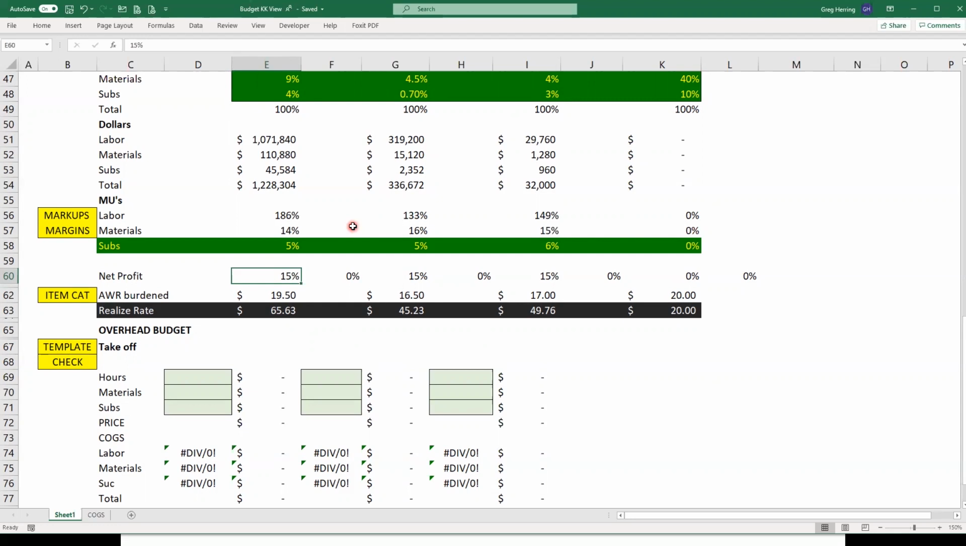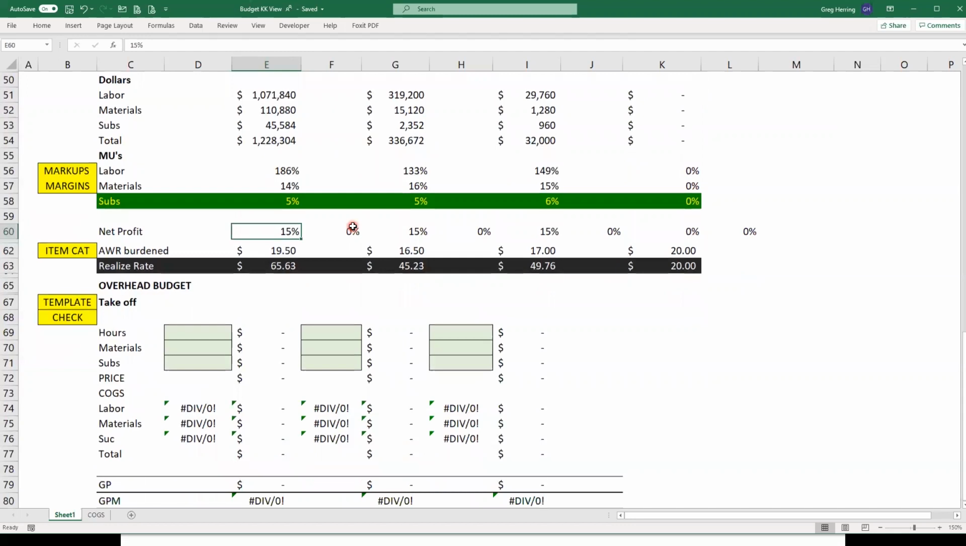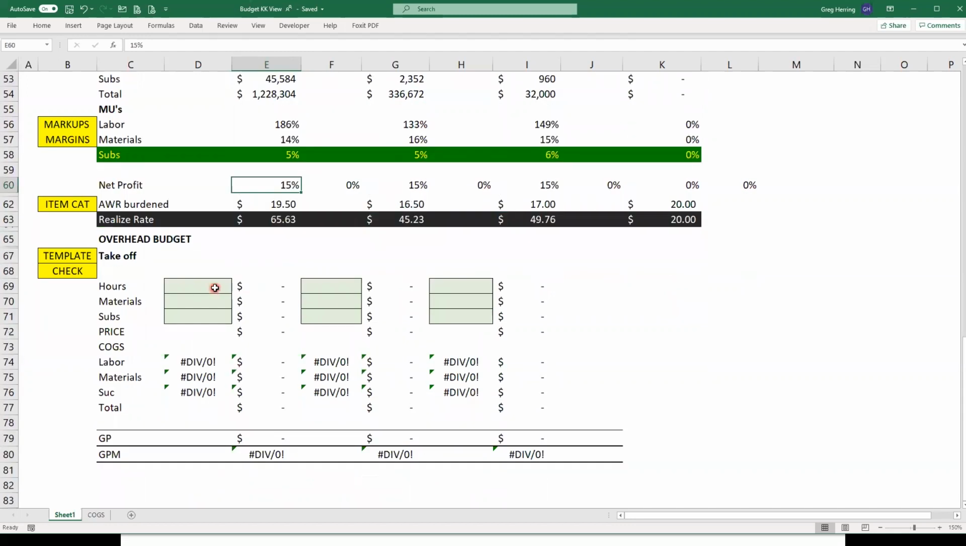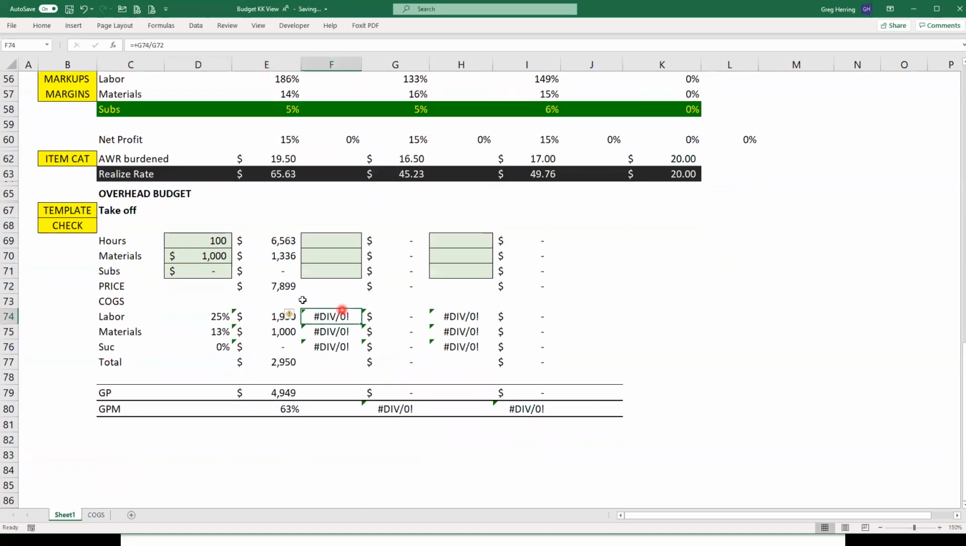So if I just went in, for example, and priced the job, right now I do a check. So if I went down, Greg, to a template check, and I did the first column D, and I said, okay, I got a job that's, I estimate 100 hours with $1,000 of material and 0 subs. What should be the price on that job? And there it is, right? It says I should price that job at $29.50 with a GP, right, of 63% gross margin of that.